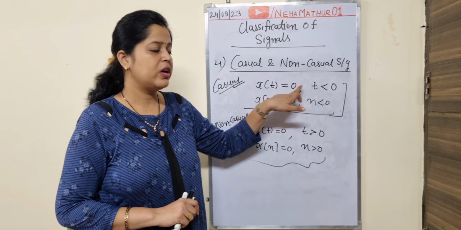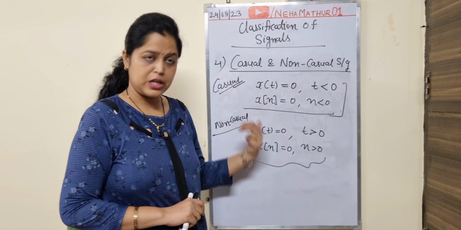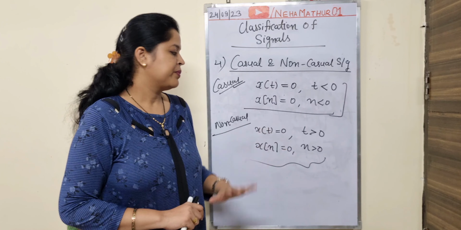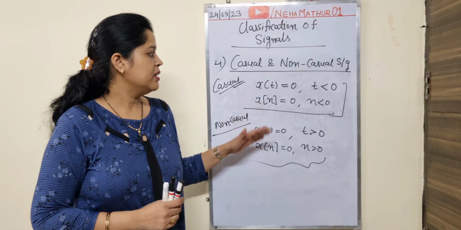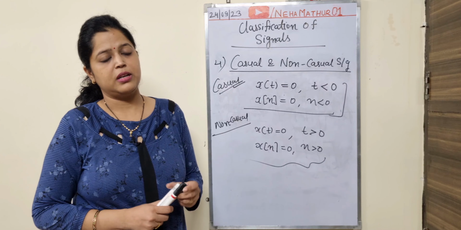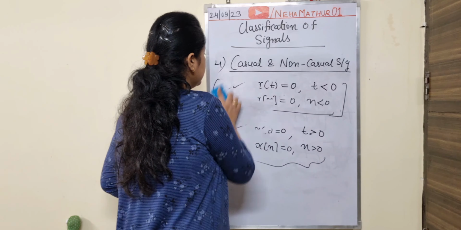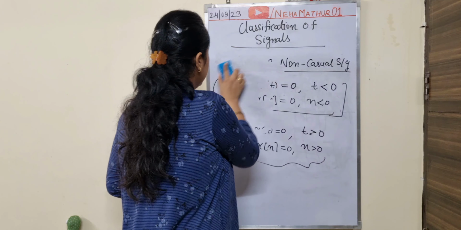If it is 0 for t less than 0, then it will come under the causal category, and if it is 0 for t greater than 0, it comes under the non-causal category. Similarly, it is defined for discrete time signals. Fine. And the last category for the signal classification is even and odd signal.